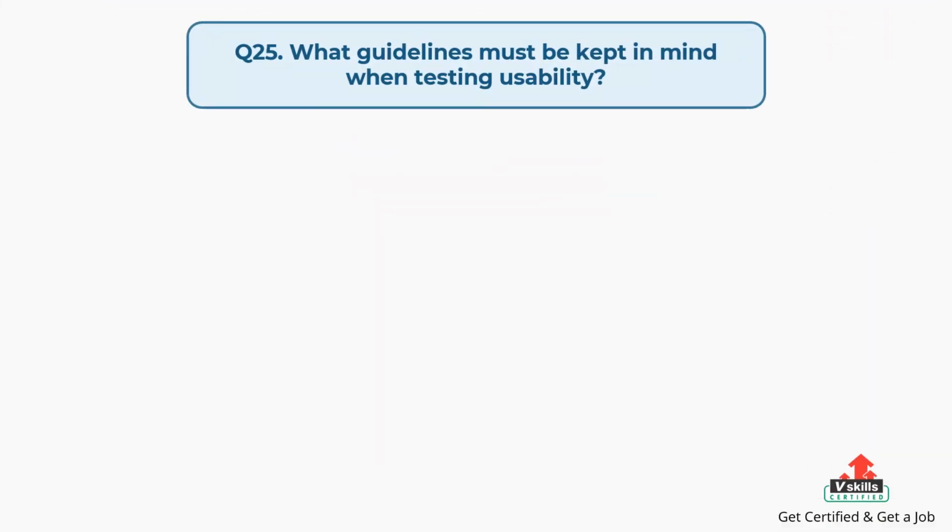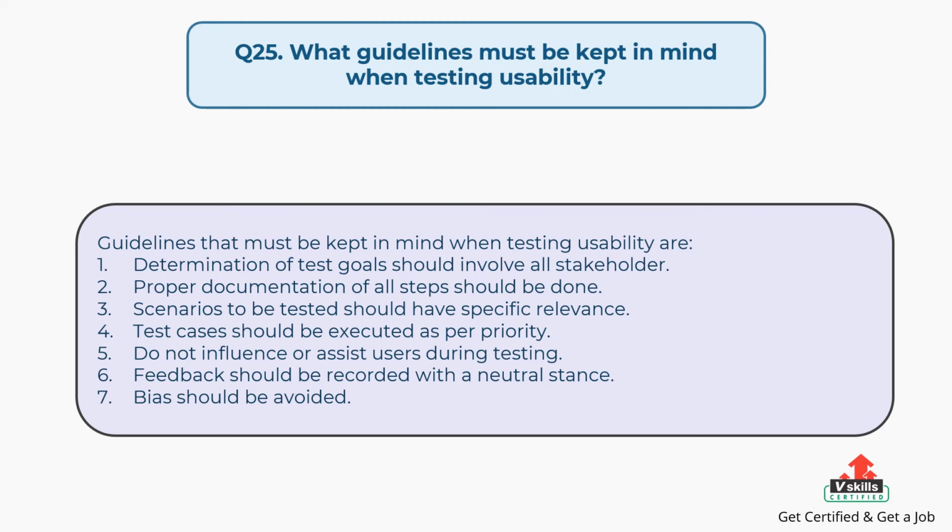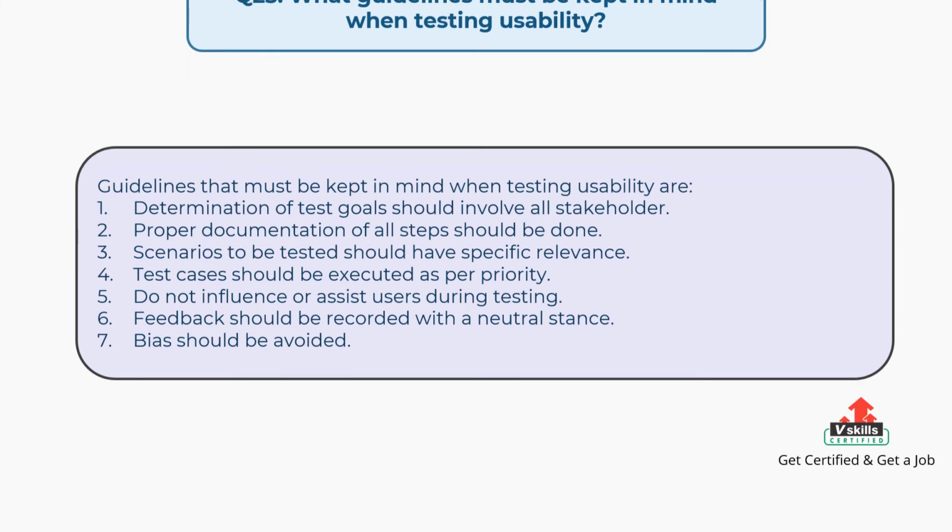Question number 25. What guidelines must be kept in mind when testing usability? The answer is: guidelines that must be kept in mind when testing usability are: first, the determination of test goals should involve all stakeholders. Second, proper documentation of all steps should be done. Third, scenarios to be tested should have specific relevance. Fourth, test cases should be executed as per priority. Fifth, do not influence or assist users during testing. Sixth, feedback should be recorded with a neutral stance. Seventh, bias should be avoided.